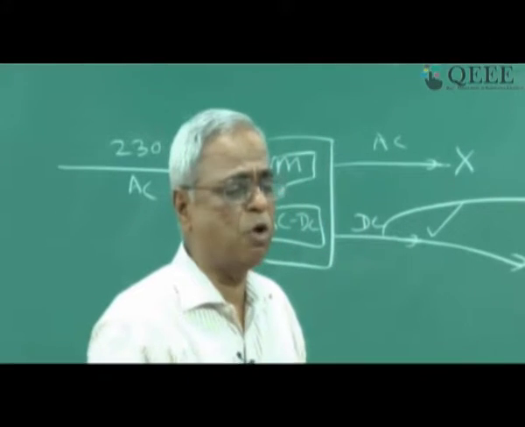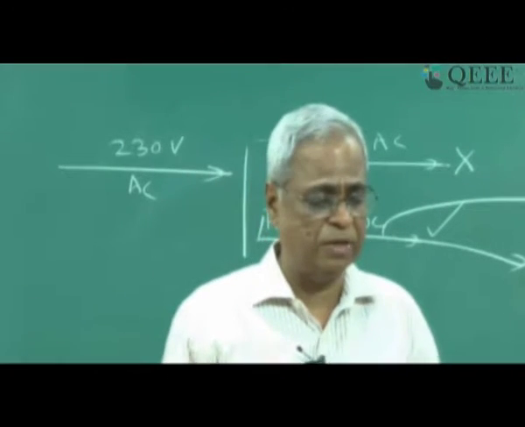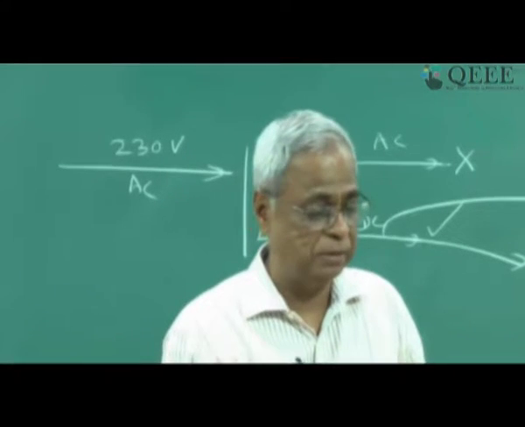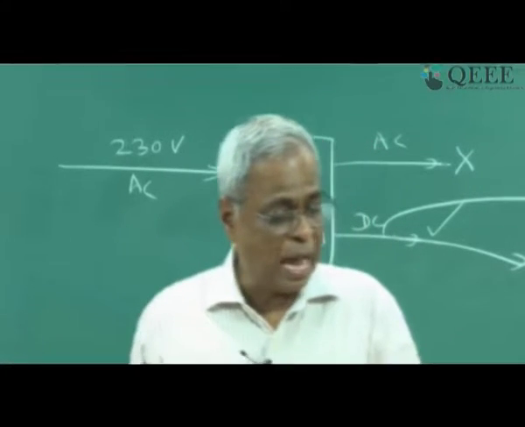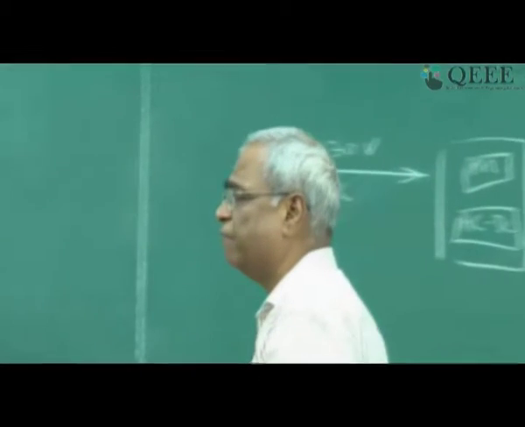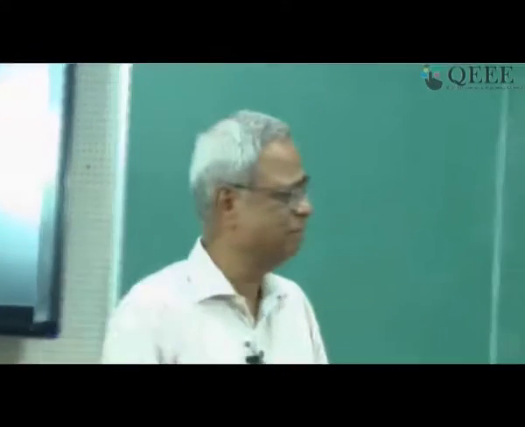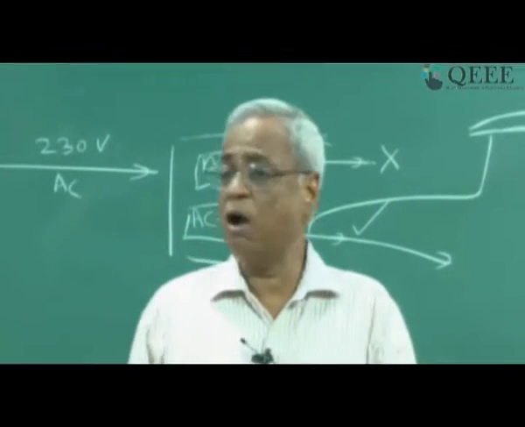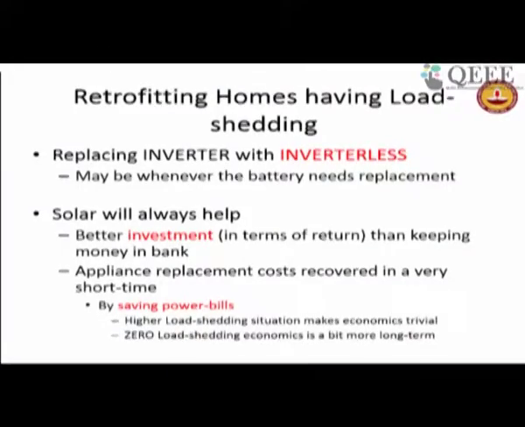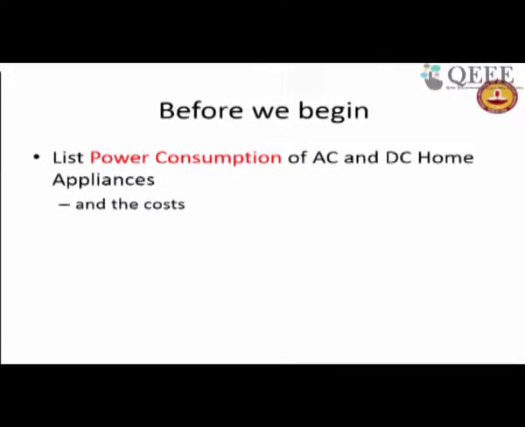So the first thing is retrofitting homes having load shedding. Replacing the inverter with inverterless, maybe wherever the battery needs replacement. And solar will always help. It's a better investment than keeping money in the bank. And appliance replacement costs are recovered in a very short time, sometimes even less than a year, by saving on the power bills, much less than a year. Higher load shedding means you can do it in the next few months. You will see answers. In 3 months you can recover. It is a high load shedding. So if load shedding is not there, it takes a little longer, but even then you can actually recover quite well. Before we begin, let us look at various things.